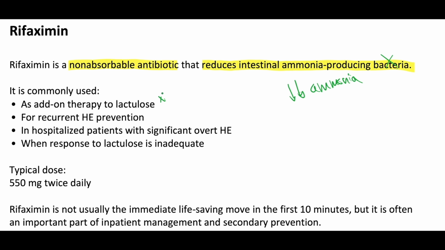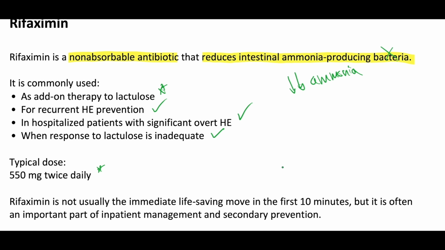This is commonly an add-on therapy to lactulose. Depending, it can be expensive, and not all insurances will approve it except for certain indications. Many of them are recurrent hepatic encephalopathy prevention, hospitalized patients with significant hepatic encephalopathy, or when response to lactulose is inadequate. And for educational purposes, dosing, 550 milligrams twice a day is something that's commonly used. So your sick patients with hepatic encephalopathy in the hospital who are getting lactulose probably should also be on rifaximin, although just know that there is some complexity to this, especially from an outpatient insurance approval standpoint.